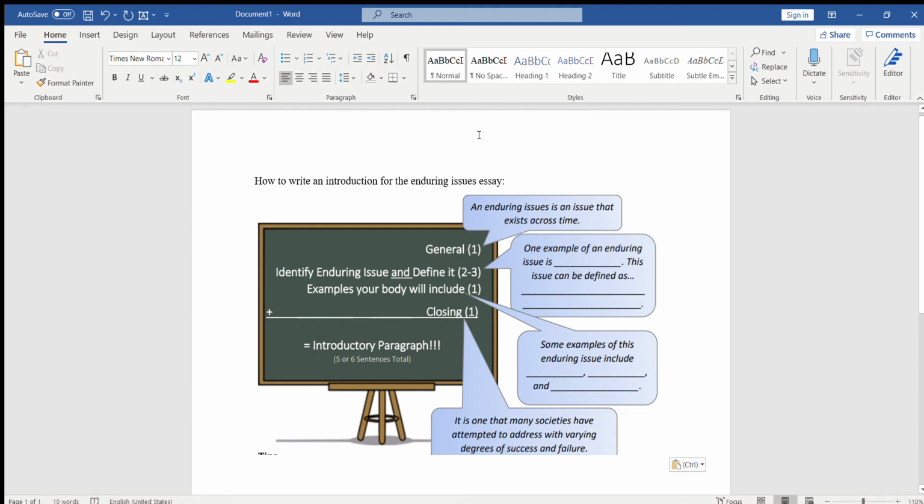Alright, so everyone, today I will be explaining how to write an enduring issues essay using this. I guess these are sentence starters that you could use. I'd rather you put a few of these things in your own words because it's a bit bland, but if you genuinely don't know how to start an introduction paragraph, you can always use this as reference.